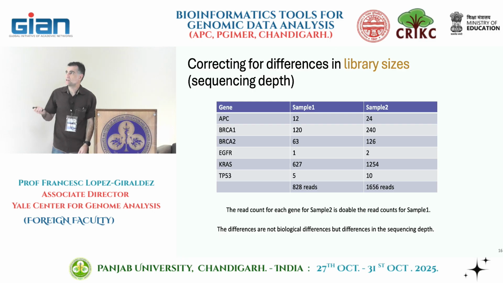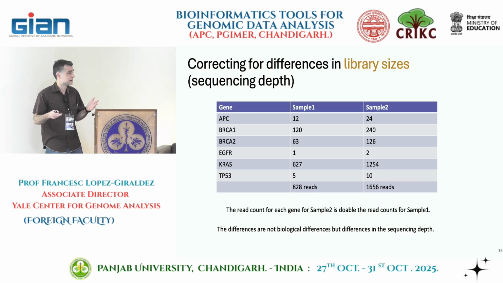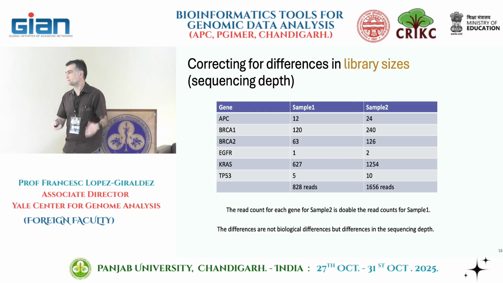But this is another example, right? Here I'm showing why it is important to normalize for the sequencing depth. We had sample 1 that was sequenced to this depth. If you double every single gene, you get double the sequencing depth. But it doesn't mean sample 2 is 2 times more expressed than sample 1, right? It's just been 2 times more sequenced.